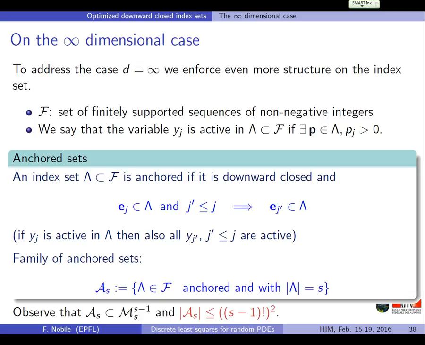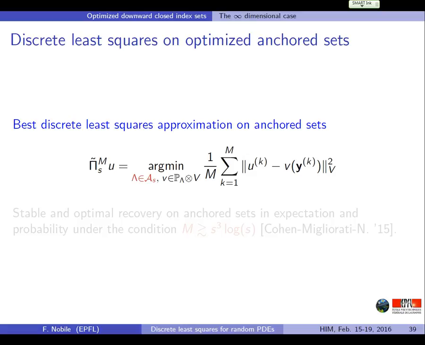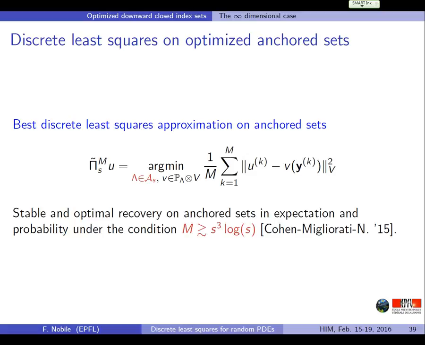And again, here we use the union bounds. And if we were able to compute the best approximation among all those sets, which is still not practical because we don't have an algorithm that realizes this minimum or is close to this minimum, then under, again, the condition M proportional to S cube log S, we could get optimal reconstruction.